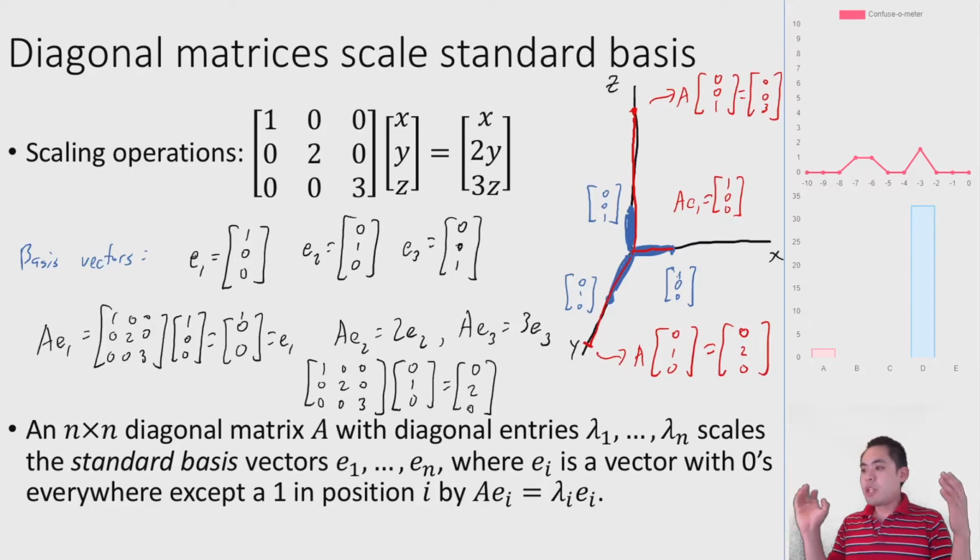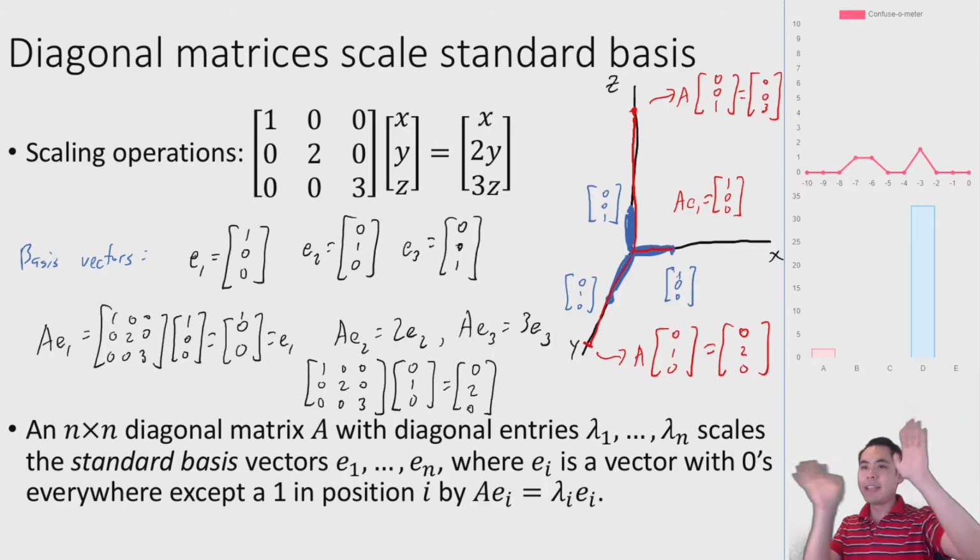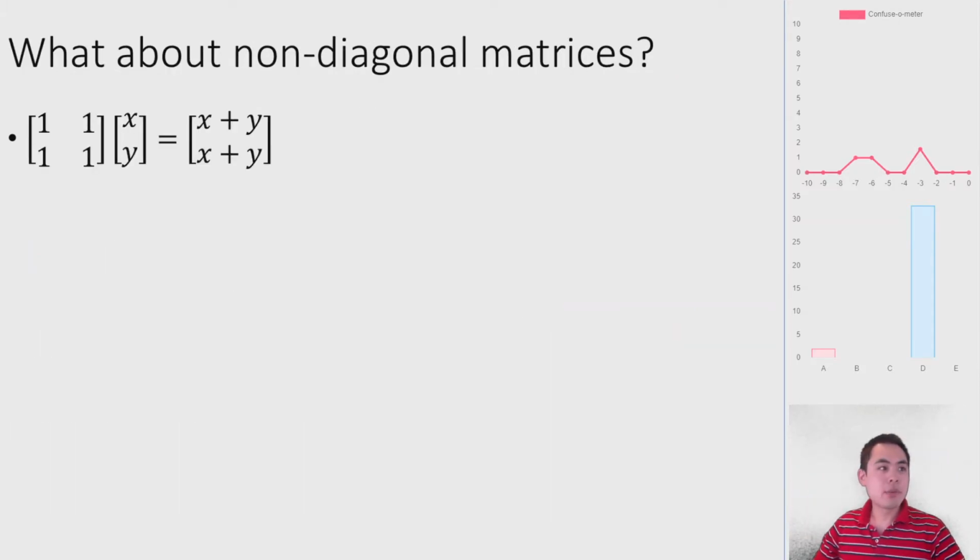Okay, so now what about non-diagonal matrices? For diagonal matrices, you can basically think of it as just operating independently on each of the different standard axes. But for a non-diagonal matrix, let's say we have this 1, 1, 1, 1 matrix. What's it doing? Well, it's sending an xy coordinate to x plus y and x plus y. So let's see a couple examples of where this sends stuff.